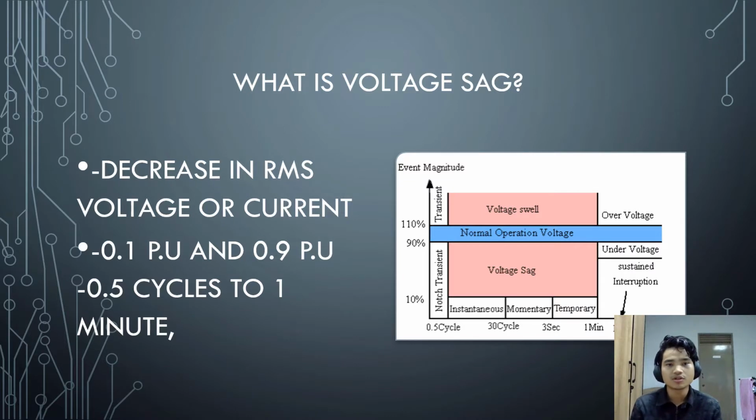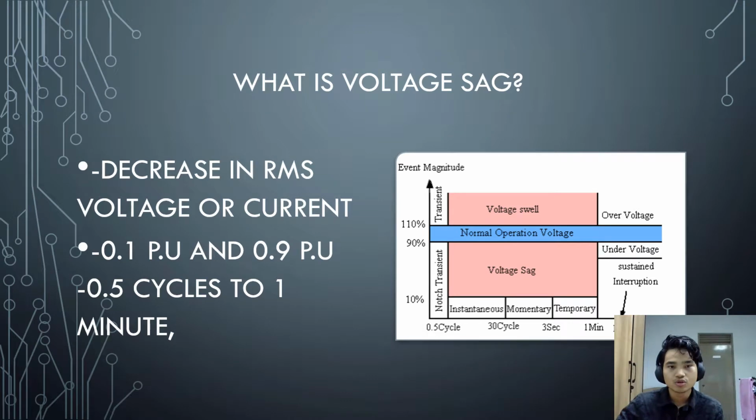So first of all, let's try to understand what a voltage sag is. By the IEEE definition, voltage sag is the decrease in RMS voltage or current by a value of 0.1 per unit until 0.9 per unit of the value, in a duration of 0.5 cycles to 1 minute, as you can see in the picture here. So voltage sag is the one below. Voltage swell is not really part of our topic, but you can look there as well.